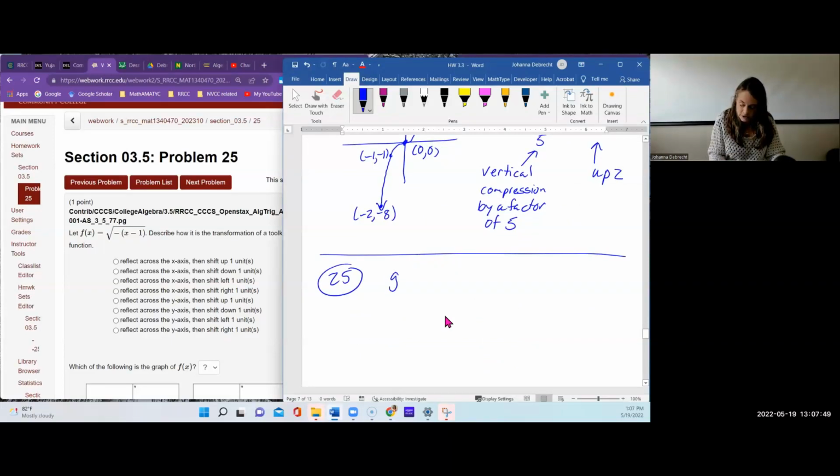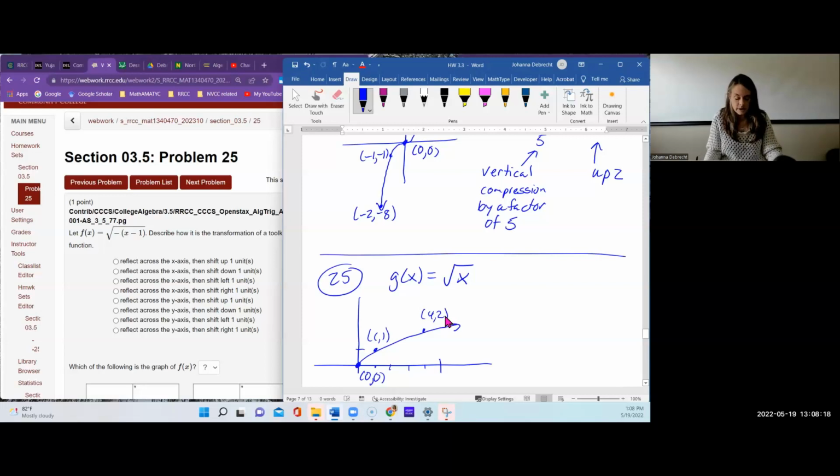Our toolkit function is going to be g of x equal to square root of x. This has the basic shape starting with a horizontal parabola opening to the right with the vertex at 0, 0, and then right 1, up 1, and then right 4, up 2. This is our basic toolkit function right there.